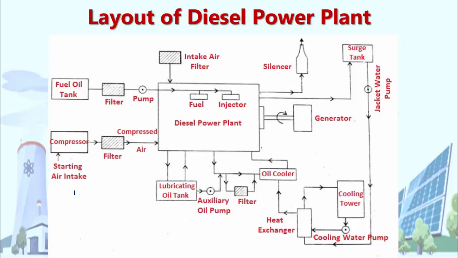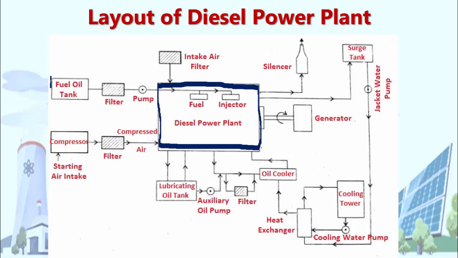These are the main supply systems, that is, the fuel supply system, the air intake system, and the generator power producing circuit. These are the main circuits of the diesel power plant, and there are some auxiliary circuits also. We will see those circuits in detail, right? Here, this is your diesel engine. For this diesel engine, you have to give inputs like fuel and air. These are the inputs of a diesel engine.